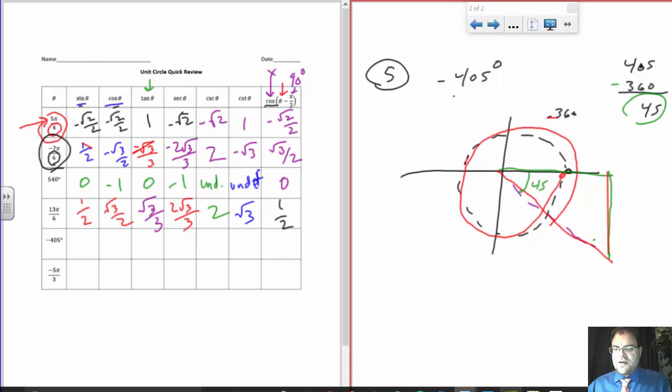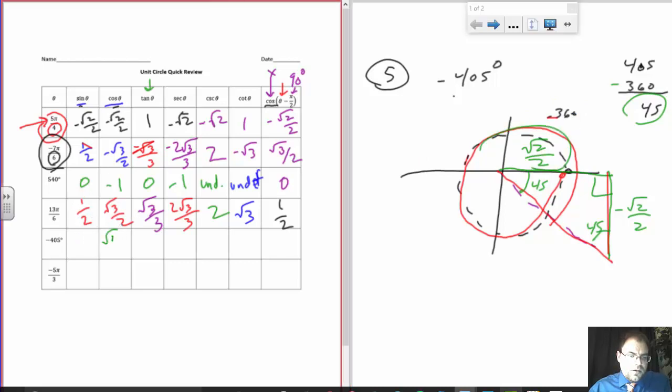So now I'll know all the side lengths. This is going to be negative root 2 over 2, and this is going to be positive root 2 over 2. It's a 45, 45, 90 triangle ratio. Alrighty, so we know that the cosine is root 2 over 2, and that the sine is negative root 2 over 2. The tangent is the sine divided by the cosine. Divide this by this, it'll give you negative 1.